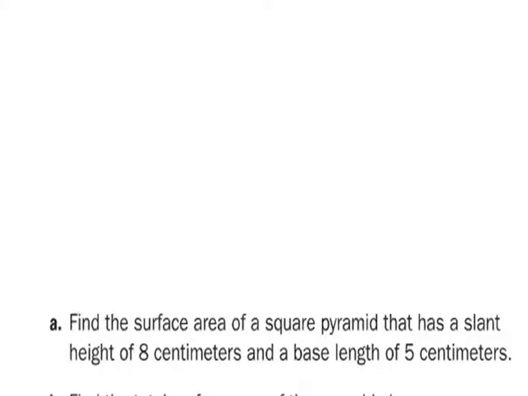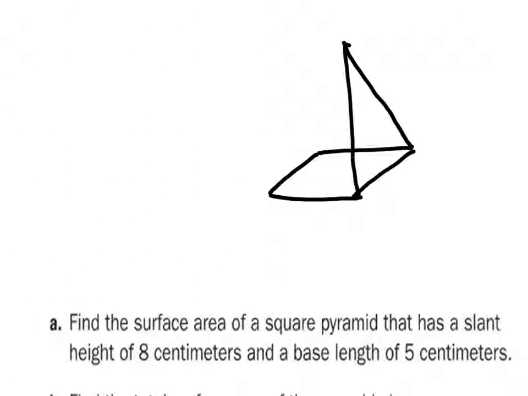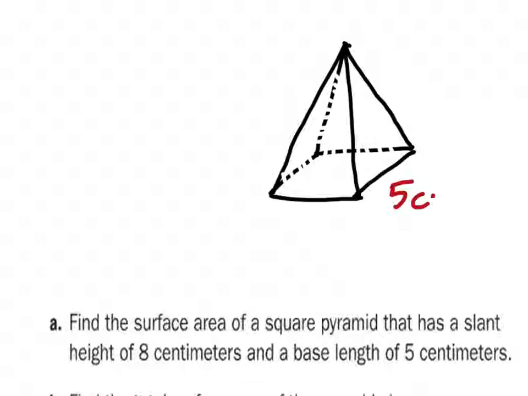All right, for A, it tells us that this is a square pyramid. So for some of you, it may be easier just to draw this, okay? So there's our square, which is the base, and this connects to each of the sides. Let's go ahead and fix that up. All right, so there's our square pyramid. It tells us that the base length is 5 centimeters, and that it also has a slant height of 8 centimeters.